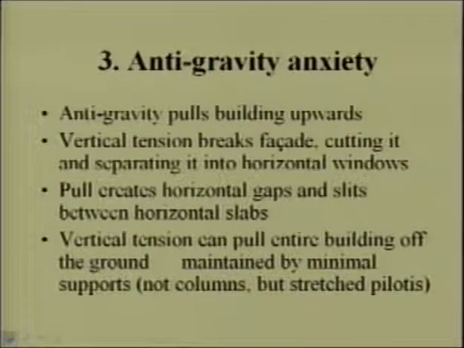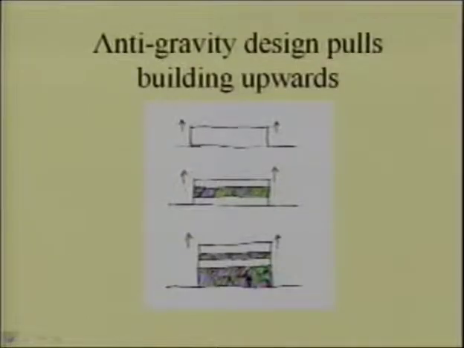The vertical tension then can even pull the entire building off the ground. And since we don't have anti-gravity in the physics laboratory, we have to still support against gravity. So we maintain the building off the ground by using minimal supports, which are pilotis, to use the French word for that invention. And here is an example of a design that is a typology based on anti-gravity. You take your building and you pull it up, and then that stretching upwards breaks the building in half, and you have a horizontal line of windows all along, and then further pulling against gravity lifts the whole building up, and you have to support it by pilotis.